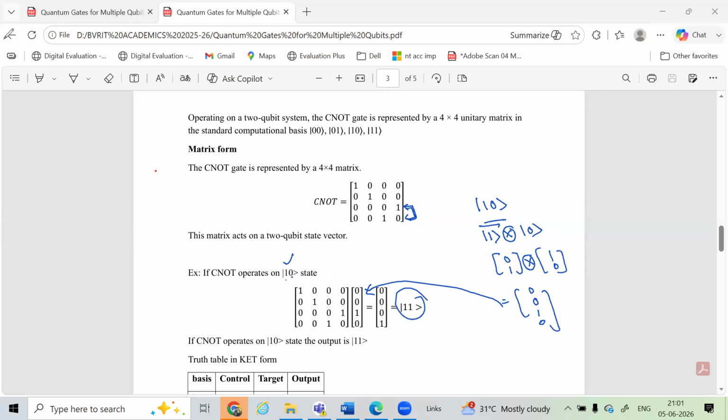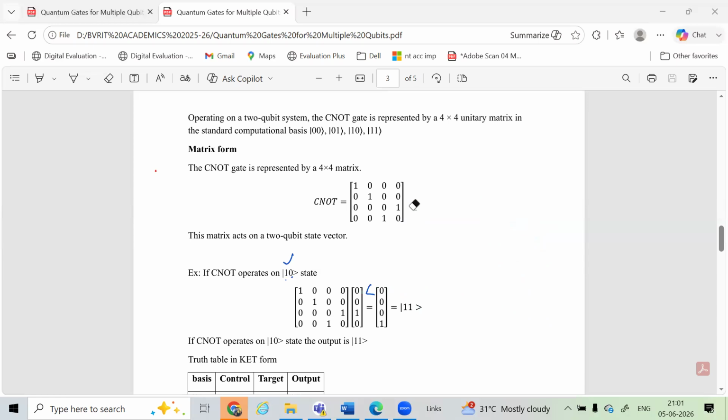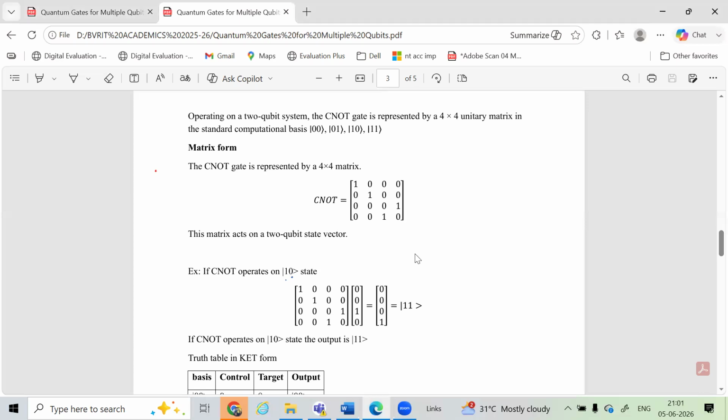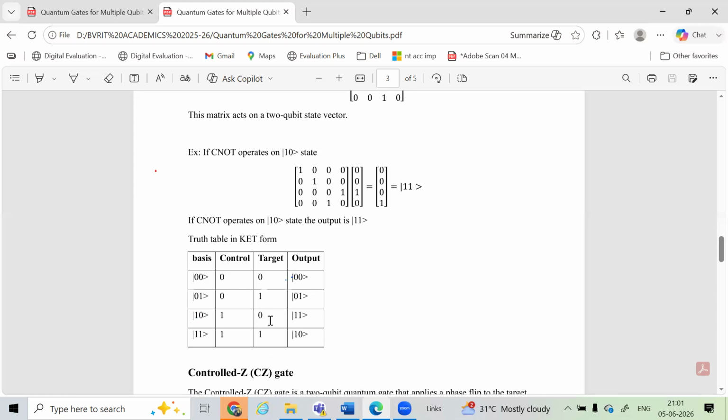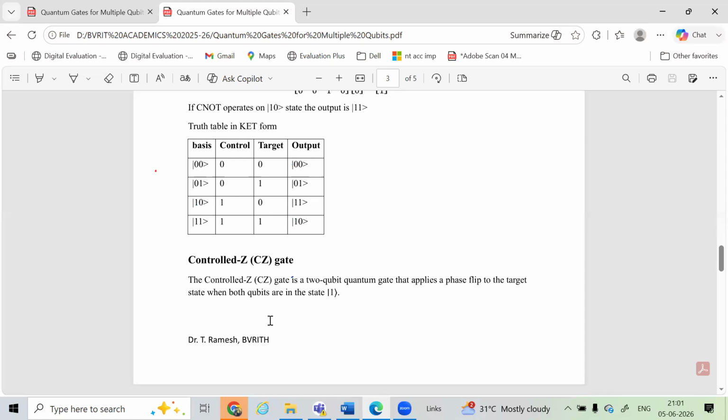This is the representation in matrix form. It is very easy to represent in matrix form and to check the different kinds of states using the matrix form. Coming to the truth table related to the ket form, as we mentioned, when the first control bit is 1, only then the target flips. If the target is 0, it makes it 1. If the target is 1, it makes it 0. This is the advantage of the CNOT gate.